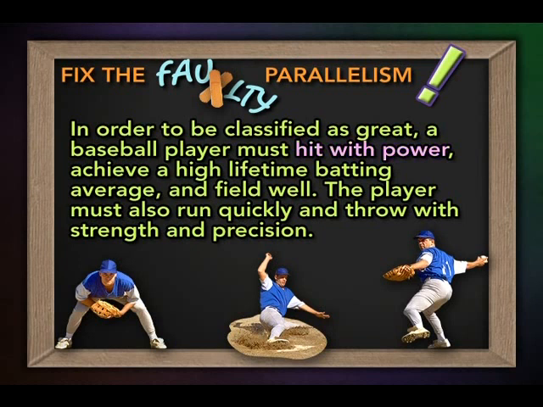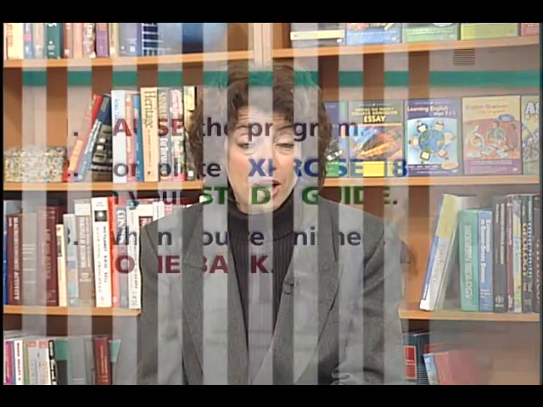Here's my parallelism. Hit with power, achieve a high lifetime batting average, and field well, all in the same grammatical form. Second parallelism, run quickly. Second one, throw with strength and precision. By paralleling them, I've created a smooth, rhythmic, and logical sound. So you can use parallelism to link related ideas and to make your writing more logical. So now what I would like you to do is to pause the program and find the parallelism in the transcript of Abraham Lincoln's Gettysburg Address. Then come back.